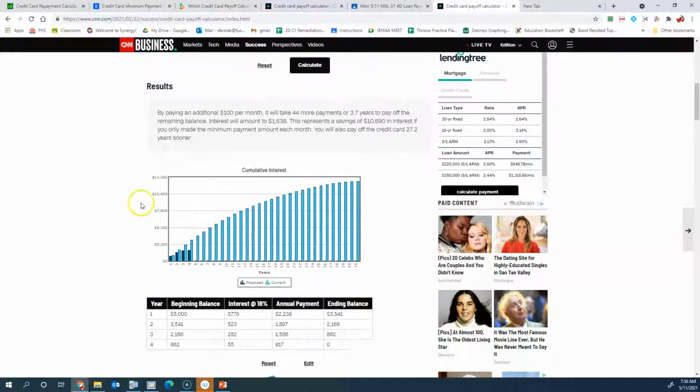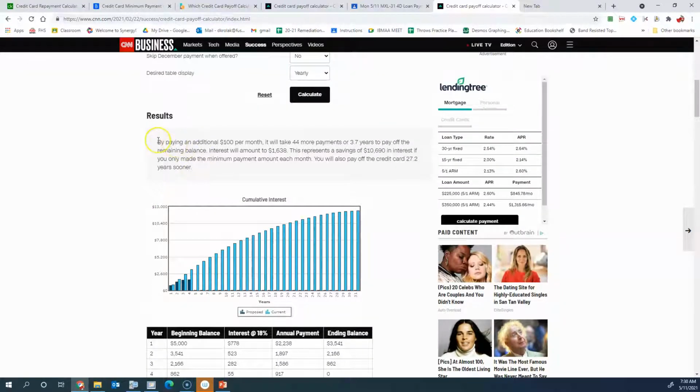Just by making that extra payment. So if you look here where it says results, by paying an additional $100 per month, it'll take 3.7 years to pay off your debt. The interest will amount to $1,600, okay? This represents a savings of $10,690 in interest compared to if you only made the minimum payments each month.